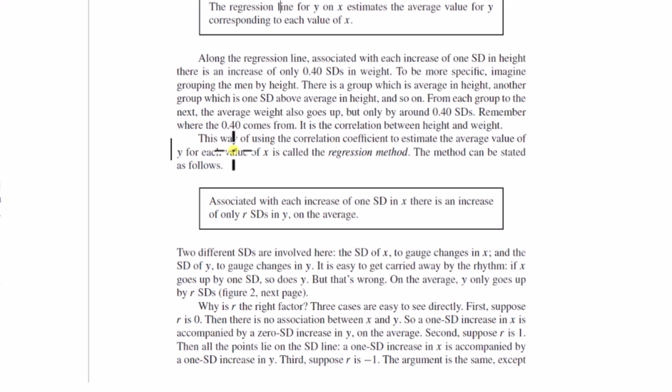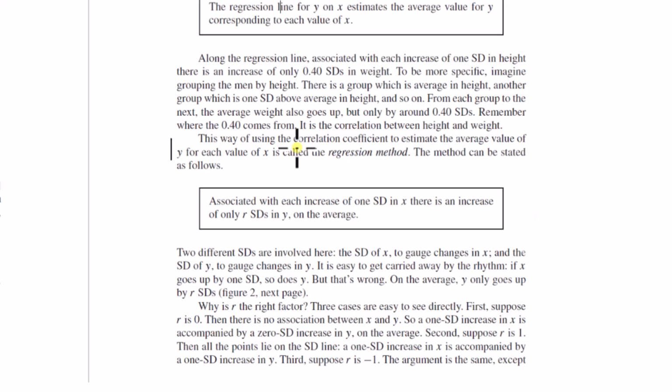It says, this way of using the correlation coefficient to estimate the average value of y for each value of x is called the regression method. So that's it. It's a curve-fitting method, and for any curve-fitting method, you're trying to estimate the average value of the output variable given the input variable. That part of the sentence is curve fitting, right? But what makes this the regression method is that we're using the correlation coefficient to do this.